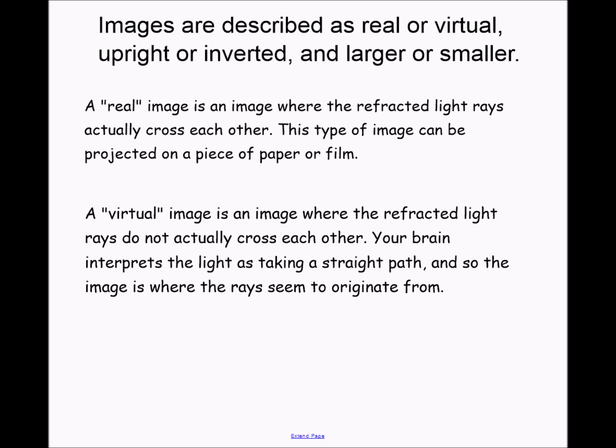This slide right here basically shows you the difference between a real image and a virtual image. And when you're trying to describe your final images, you just want to keep this in mind. A real image is one where the refracted light rays actually do cross each other. This will be projected on a piece of paper or film. Cameras project real images on the film. The projector that you're looking at this presentation through is projecting a real image on the screen.